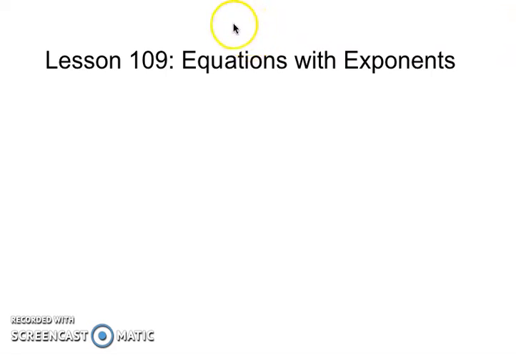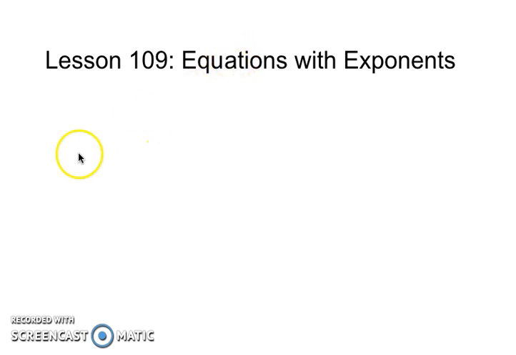Welcome to lesson 109. Today we will be talking about equations that have exponents in them. Go ahead and write the title on the top of your page, please. We'll be going through and solving 4 equations that have exponents. We solve them exactly the same way. There's just one extra little step at the end. It's not too bad. So we'll do 4 and then you guys will do the last 4 on your own.